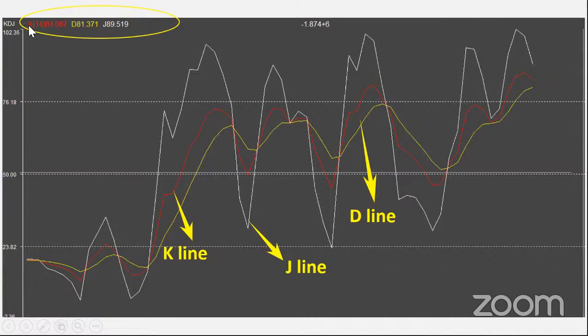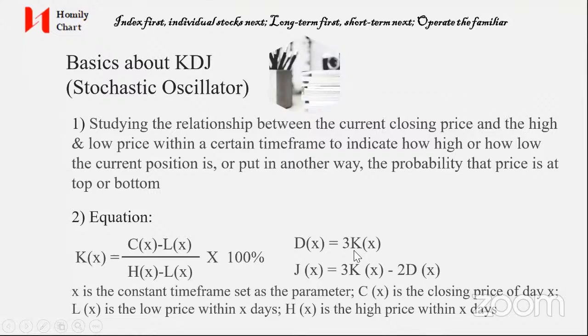You can check the K here. The parameter is 14. Later we will also talk about the parameter here, but for now I'm showing you the parameter 14. So the red line is K, the yellow line is D, and the white line is J. How are these three lines drawn, or how are the values calculated for K, D, and J? So the formula, the equation behind the indicator.